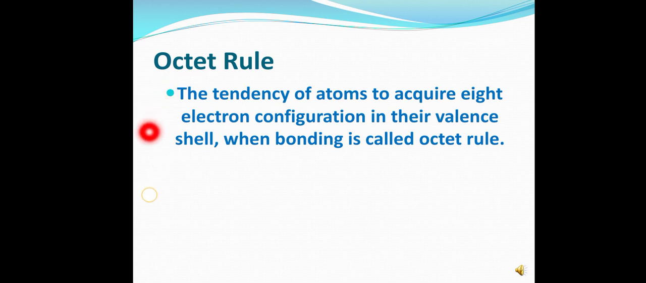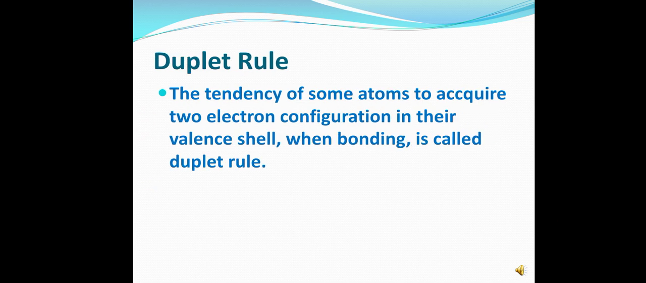What about hydrogen? Hydrogen has only one electron in its valence shell. What should be the rule for hydrogen? For hydrogen, the rule is the same. Hydrogen may lose or gain an electron to complete its outermost shell to attain the stability of the nearest noble gas. And what is the nearest noble gas?